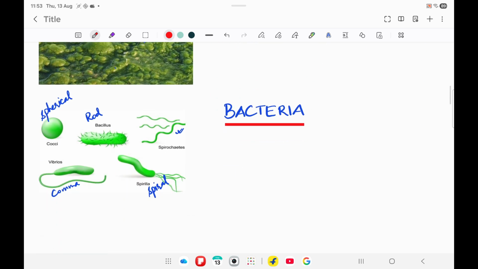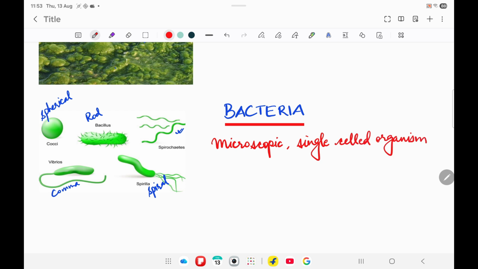The next one we will be talking about are bacteria. Bacteria can be found in land, in sea, in air and all other places that you can think about. Microscopic, single-celled organism found almost everywhere. Bacteria can be differentiated based on their shape. There are sphere-shaped bacteria called the cocci. Rod-shaped bacteria are called bacillus. Comma-shaped bacteria are called vibrio. And the spiral bacteria are called spirilla.